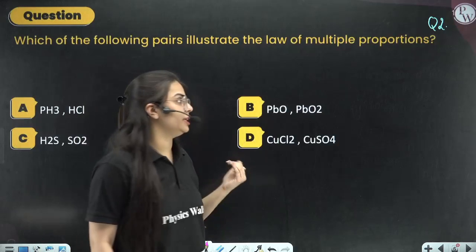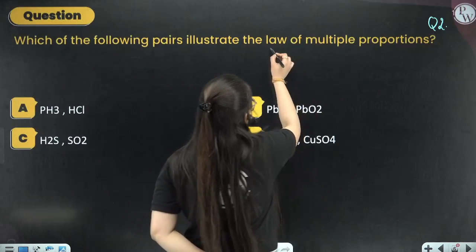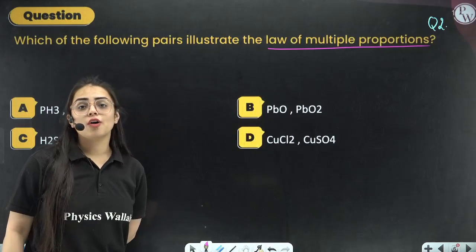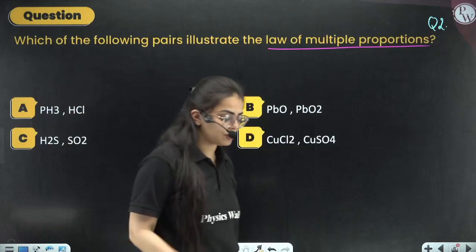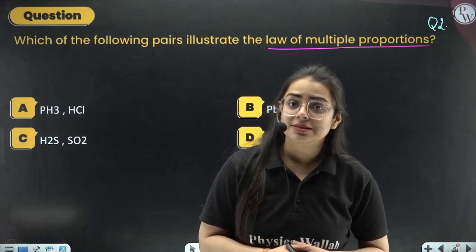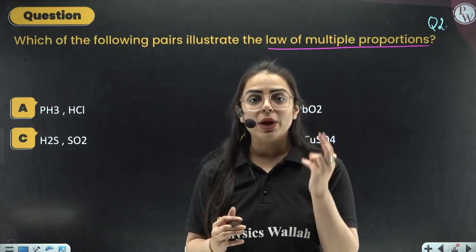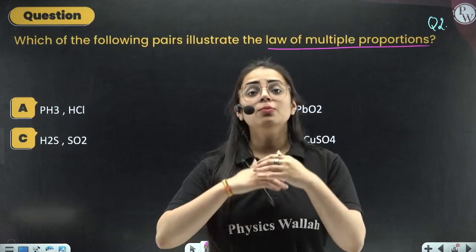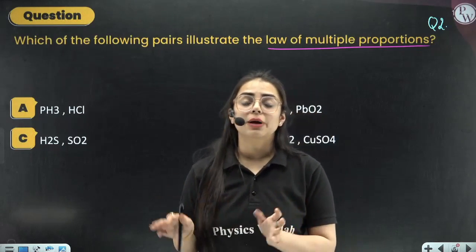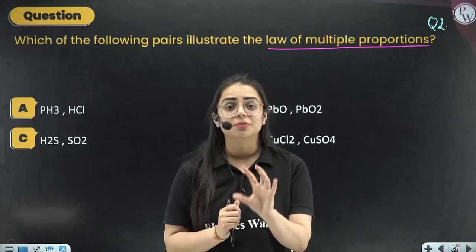Okay, let me tell you. They have provided you the question on the law of multiple proportions. What is the law of multiple proportion? Understand first of all this very basic thing. The law of multiple proportion states that whenever we have two elements and they are forming more than one compound, their ratio in both of these compounds shall remain the same, shall remain fixed.